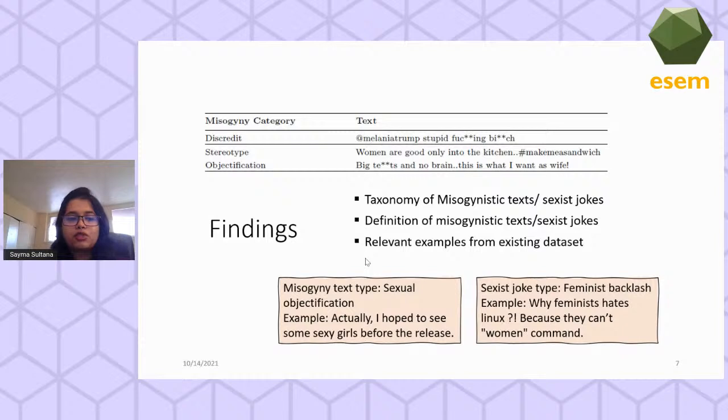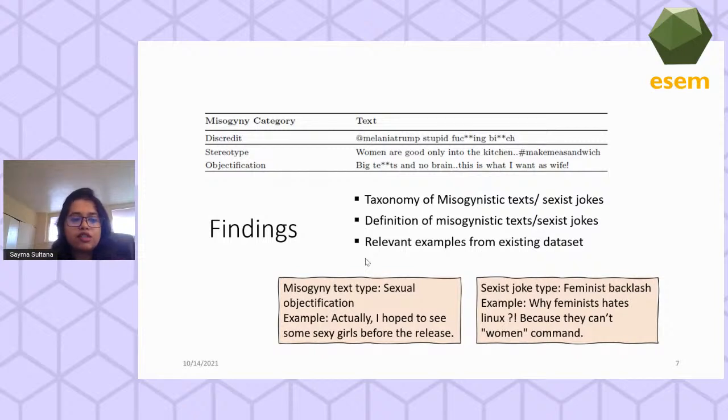If no example was found, we made an example ourselves following the definition found in the paper. We have presented two examples here. Here is a sexist joke which falls into the feminist backlash category: why do feminists hate Linux? Because they can't woman command.